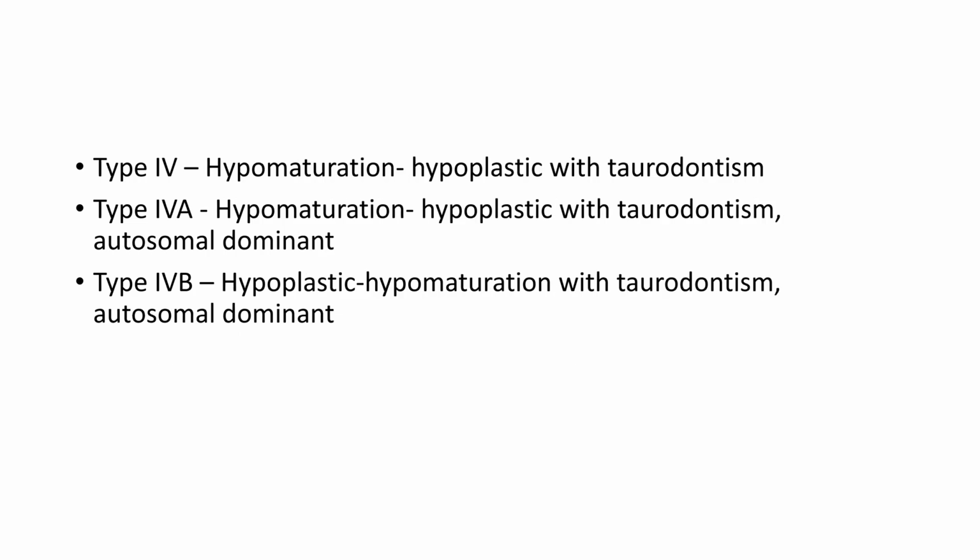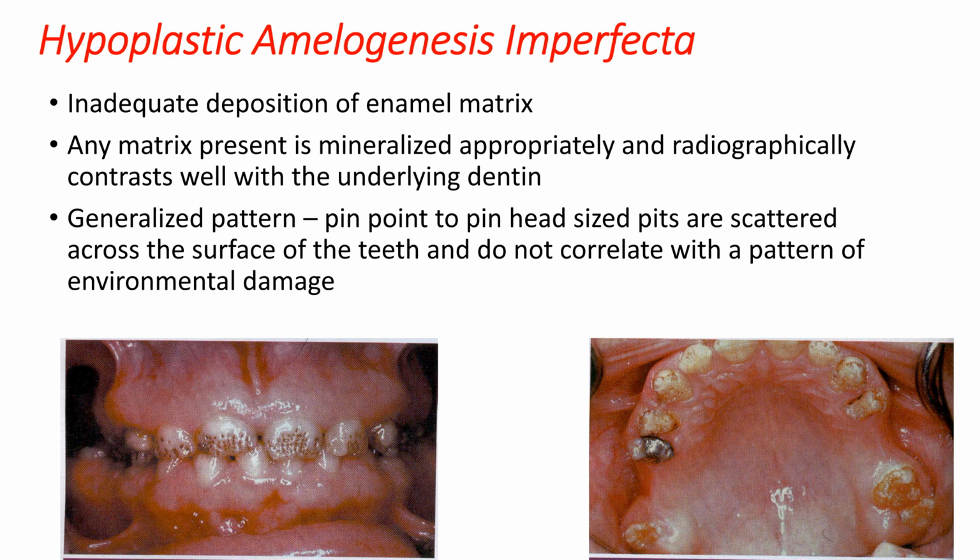Next is type 4 of amelogenesis imperfecta, which is hypomaturation hypoplastic with taurodontism. Type 4A is hypomaturation hypoplastic with taurodontism autosomal dominant. Type 4B is hypoplastic hypomaturation with taurodontism autosomal dominant. First type is hypoplastic amelogenesis imperfecta.